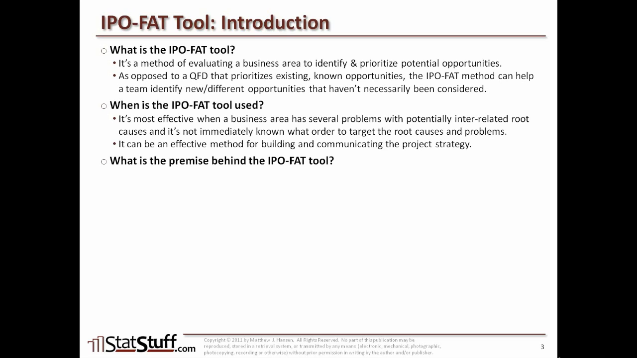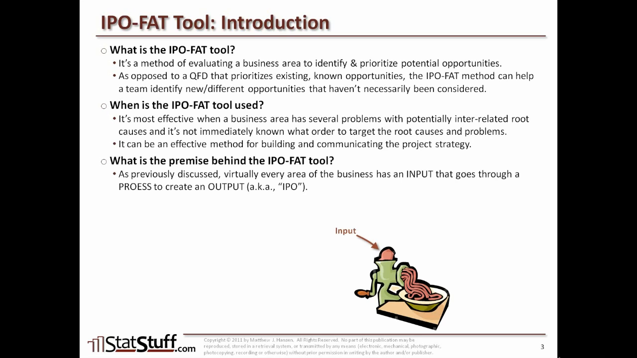So the premise behind the actual IPO-FAT tool is built on, first of all, the input, process, and output for everything that usually is associated within the business. That is, everything can go back to the IPO: an input that goes through a process and creates some sort of output, similar to the meat grinder example that we'd used in the past. Well, the FAT portion of this basically breaks down looking at that IPO across three different perspectives.